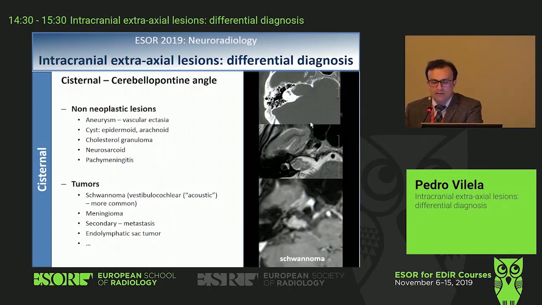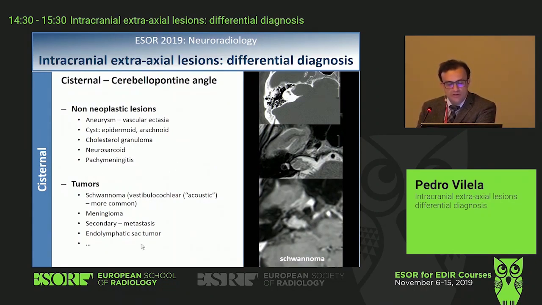Cerebellopontine area will be an area that you may have an aneurysm or a malformation, an epidermoid cyst or arachnoid cyst. You have seen that on CT they are equal. MR makes the differential diagnosis. Cholesterol granuloma of the petrous bone that actually expands into the cistern. Meningitis, generally pachymeningitis associated with sarcoid or other inflammatory lesions.